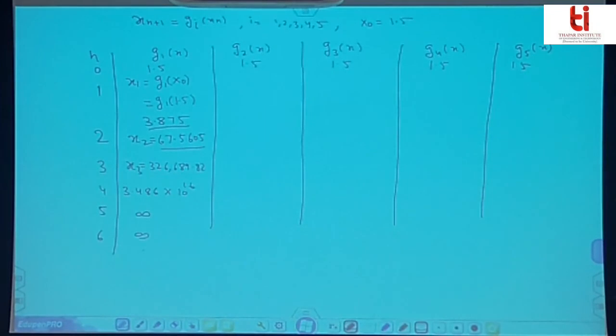It is also not satisfying the condition. But I told you that the condition is not a necessary condition, it is only a sufficient condition. Still, if it is satisfied, then obviously it will converge. Let's check g2(x). Taking 1.5, the next iteration x1 is coming out to be 0.8165. This is the value of x0, this is the value of x1. The value of x2 is coming out to be 2.9969.